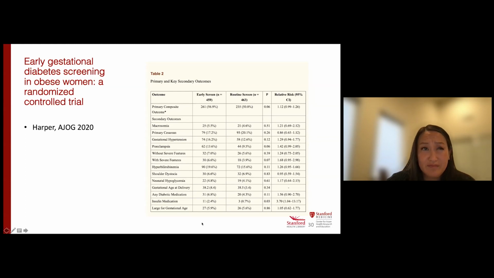And so I think the jury is still out regarding early screening. Theoretically, it makes sense that you can decrease the amount of hyperglycemia the fetus is exposed to, but a lot of the trials coming out right now are showing no difference in outcomes. So it'll be interesting to see how ACOG will respond to this information.